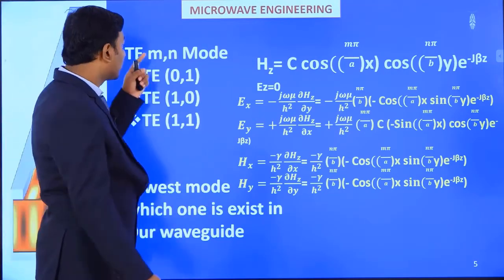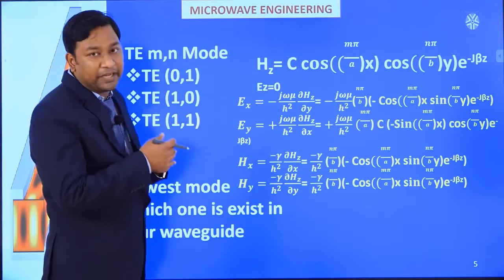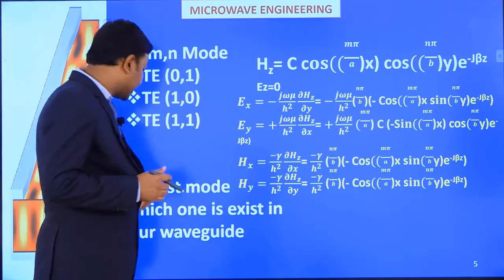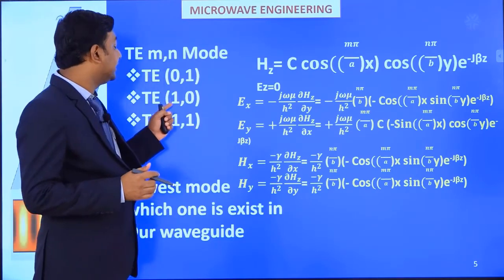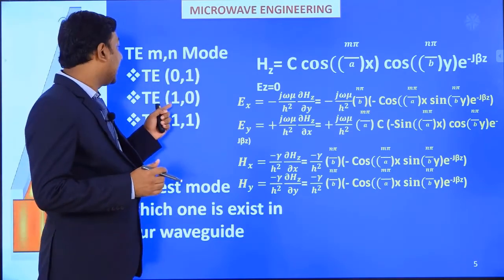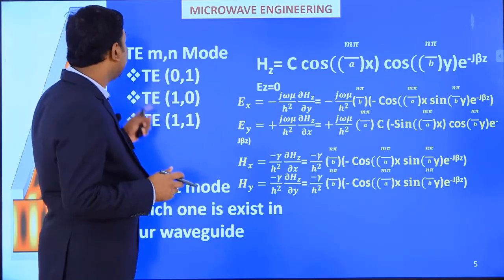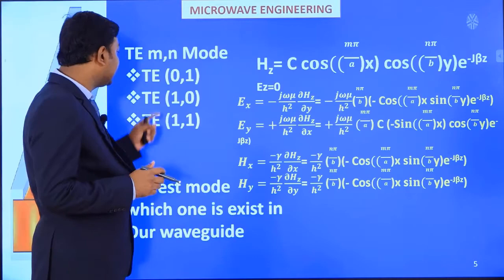Okay. Compared to the transverse magnetic case, where no mode exists for 0, 1 and 1, 0, the transverse electric case has TE10, because of a half wavelength variation, that is, the m value is 1. So the TE mode which is the lowest mode is TE10.